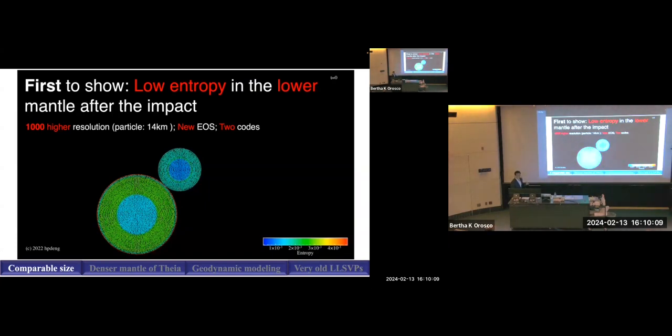So here we are running canonical giant impact simulations. Here is the impactor Theia, it's Mars-like. Here is a proto-Earth. The color here represents entropy, which is similar to temperature. So let's focus on Earth's mantle. It's green before the impact. Now let's see how the color changes after this giant impact.